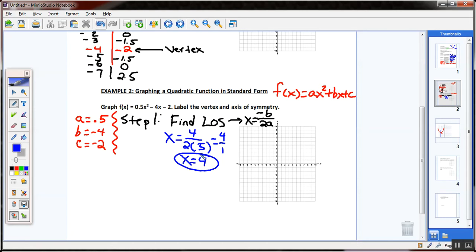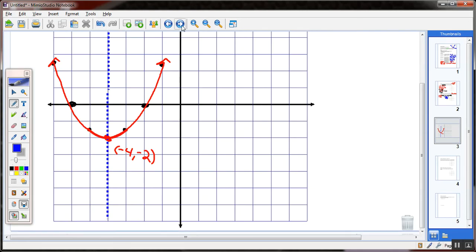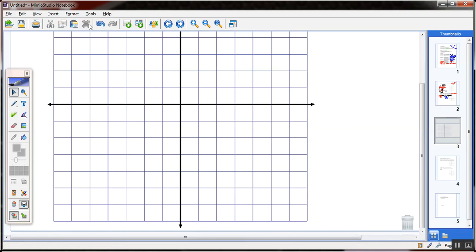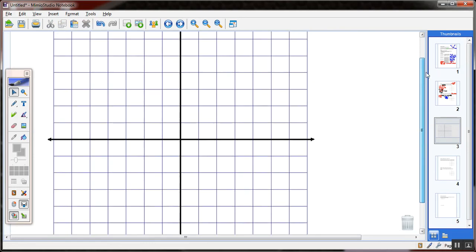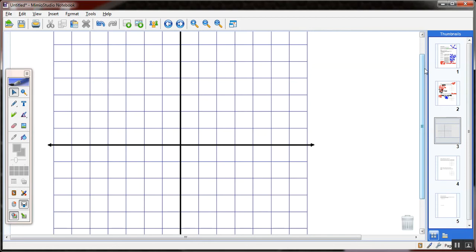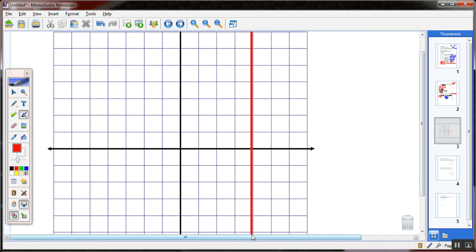Now here's how this works. My line of symmetry is at 4, so I'm going to go to my graph here. On the x-axis, you want to run over, what value do we find for line of symmetry again, kids? 4. So you're going to count over 1, 2, 3, 4. Let's get that vertical line of symmetry put in there. Right there at x equals 4, that's your line of symmetry.